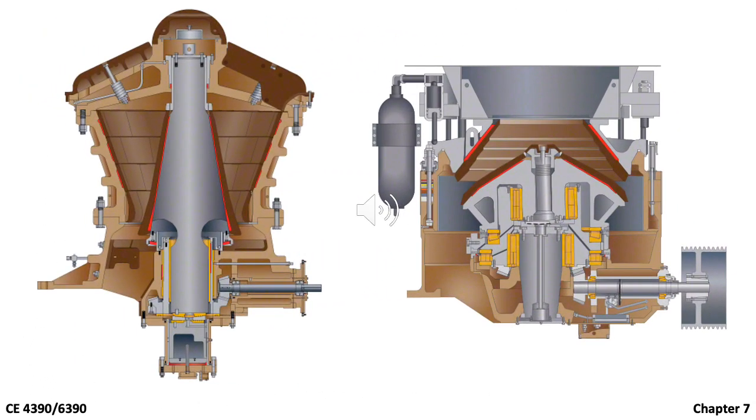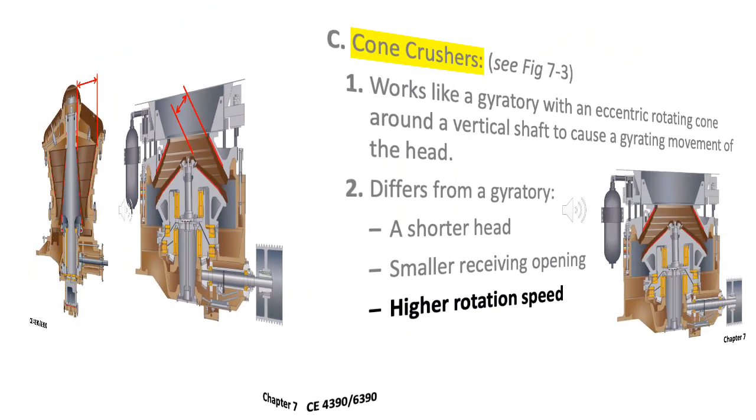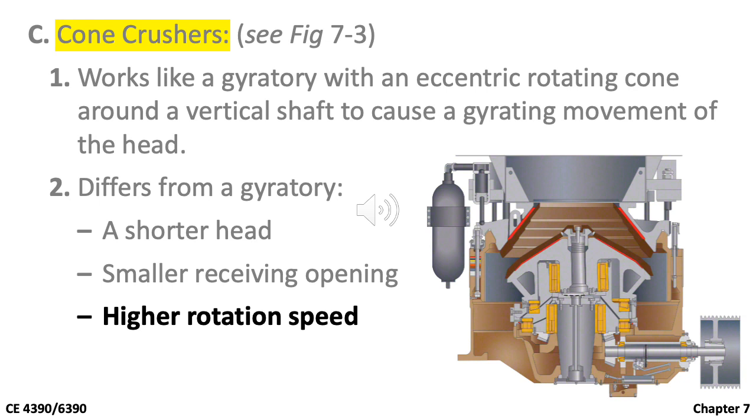So these two figures compare the receiving opening between a gyratory and a cone crusher. Here the opening is defined as the gap between the mantle and the outer shell. As you can see, the gyratory one on the left side has a wider opening. Another feature that distinguishes between gyratory and cone crushers is the speed. Cone crushers typically rotate at a higher speed than gyratory crushers.